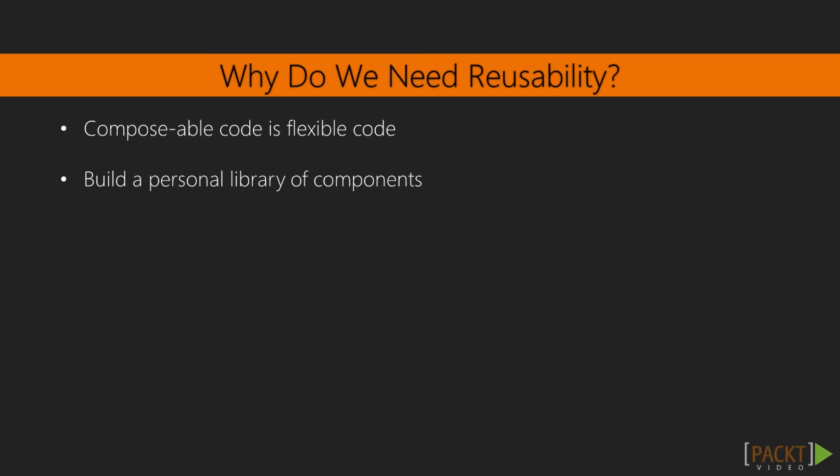Second, you build a library of components that you can reuse next time you start a project. Why would you spend time writing the same code twice when you can just take some stuff from an older project? Another benefit is that self-contained pieces of code are easier to test and reason about. We'll talk more about this in the next video.